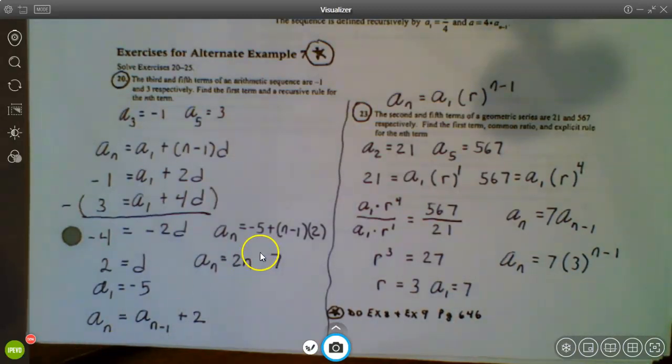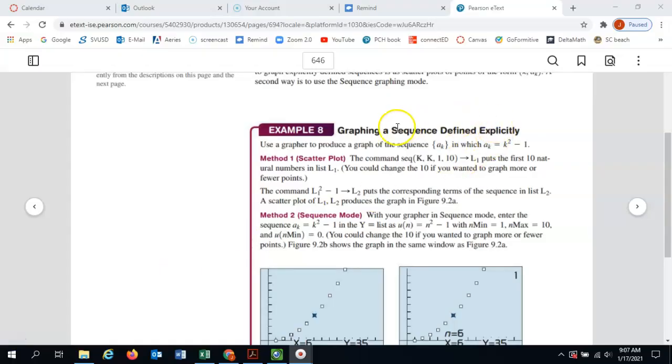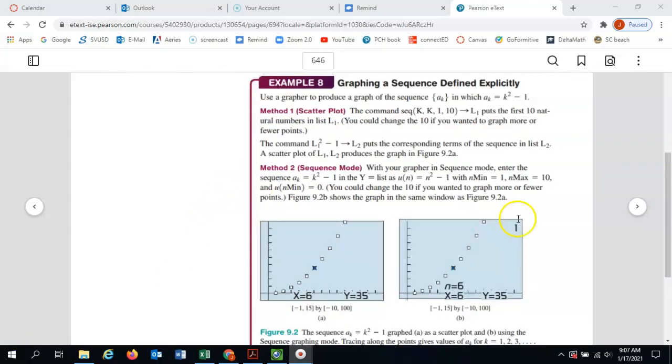Let me show you before we close out. I do want to show you something from your book on page 646. So if we really wanted to graph a sequence, it's really not that big a deal. All we're doing on that is we're just graphing the function.